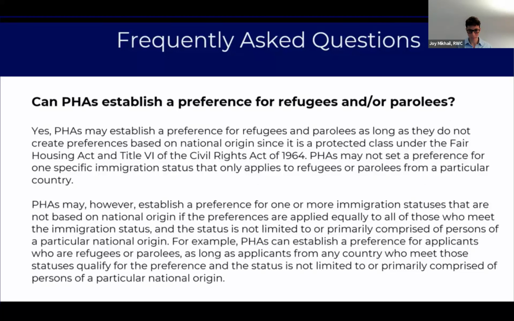PHAs may not set a preference for one specific immigration status that only applies to refugees or parolees from a particular country. Again, if you have additional questions about whether there are any preferences in the housing authority's wait list in the application process, contact your local housing authority to ask if there's a preference, and if so, how to assist a client in applying for the preference if it's available.